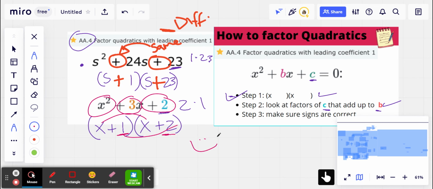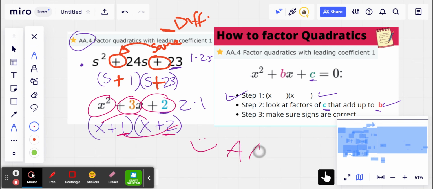Good job, guys. Just keep trying until you get them all right, and this is going to be easy. The next one, AA5, is based on this idea, but a little bit more complicated. So that one is a little bit harder, but you got this.